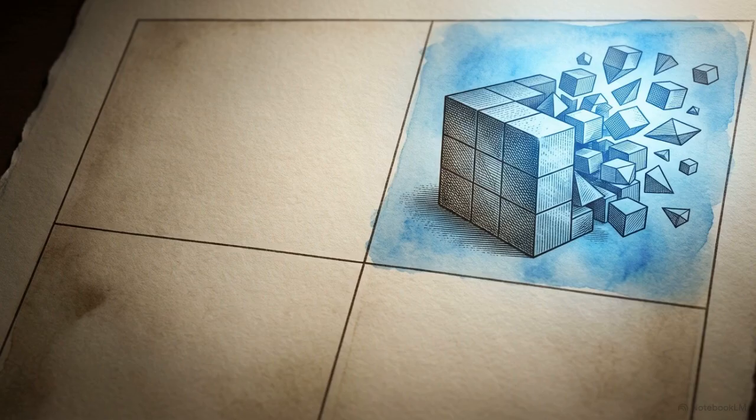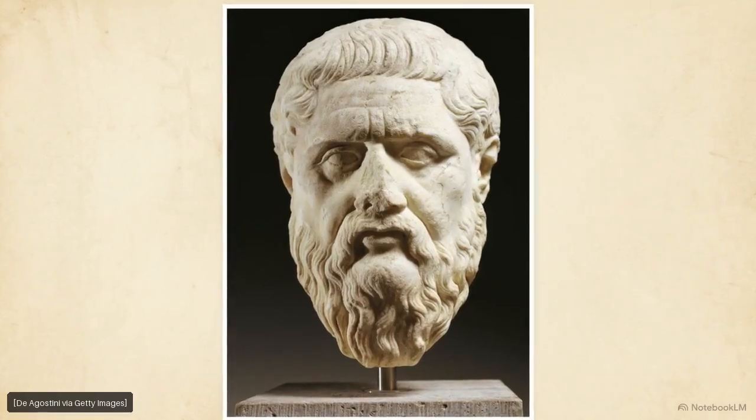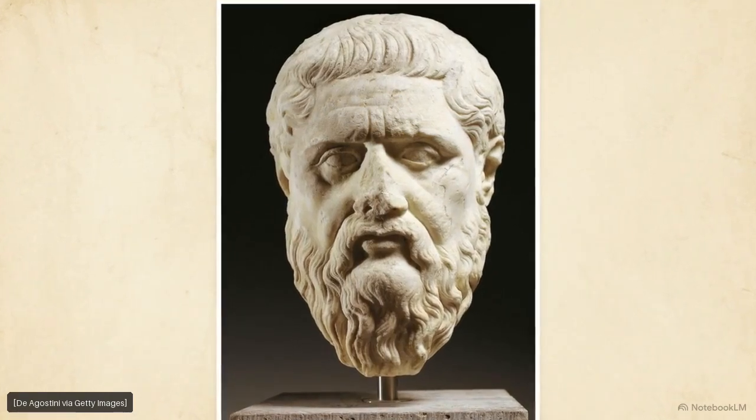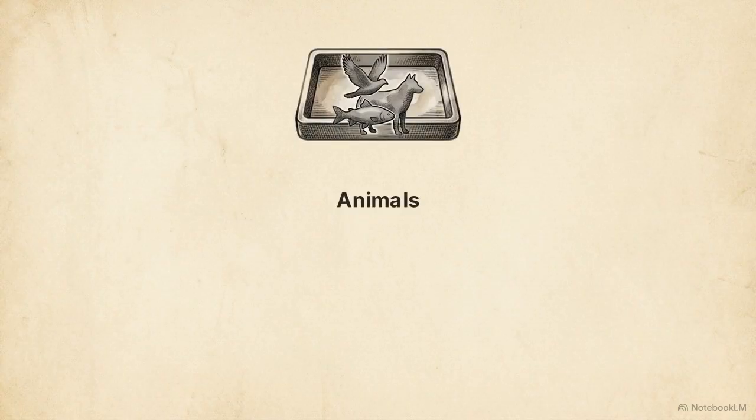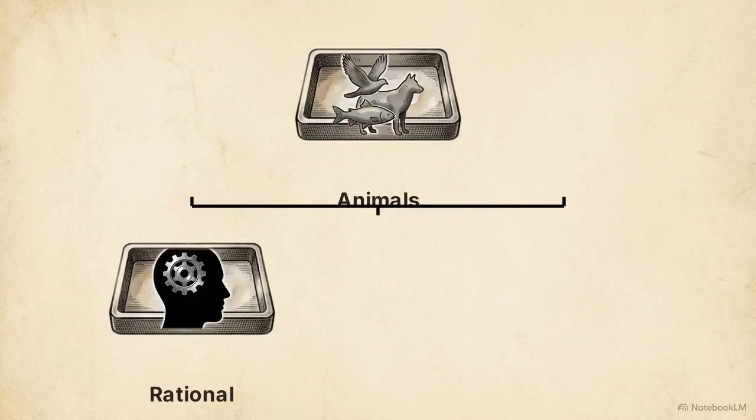This is the version most familiar to us today. This method traces back to Plato's search for definitions through his method of division. This creates an extensional hierarchy, a system that categorizes objects by the groups they belong to. Plato defined a human being by taking the broad category of animals and dividing it into rational and non-rational subclasses.